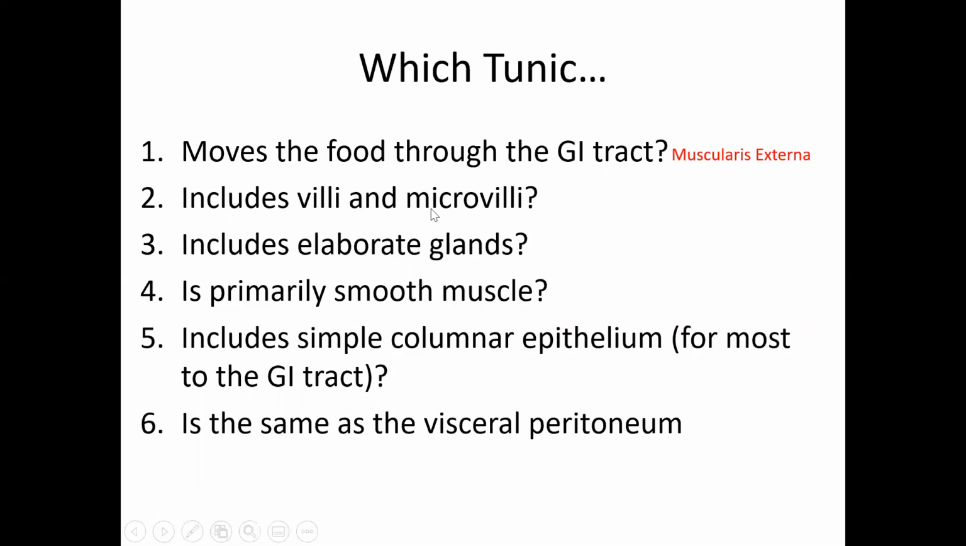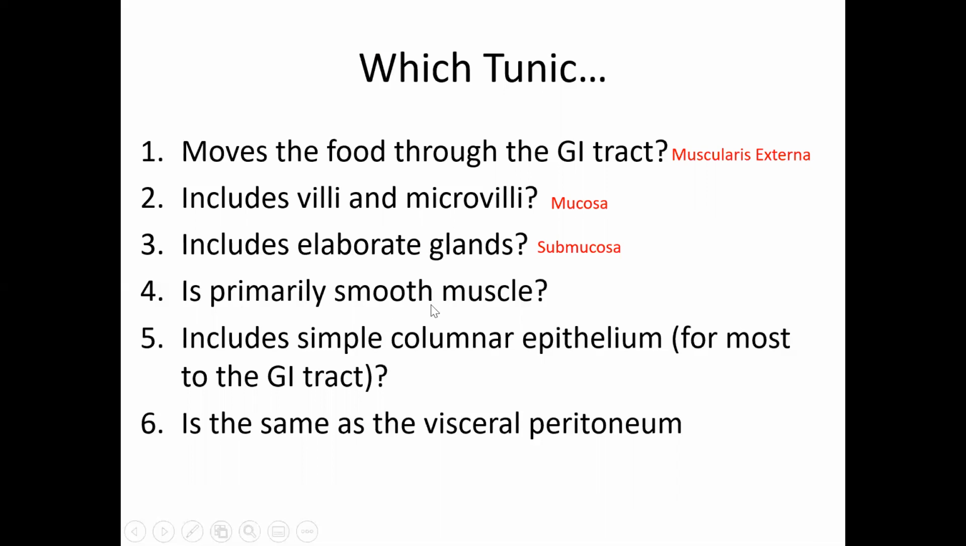Which one has villi and microvilli? Villi are finger-like extensions into the lumen. Which layer is in contact with the food? Which one goes into the empty space, the lumen? That would be the mucosa. Which one includes elaborate glands? If you have glands, they're all going to be found in the submucosa. The same is true for the nerve plexus and the blood vessels.